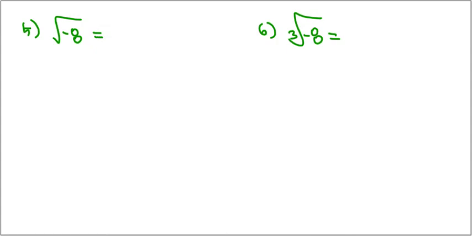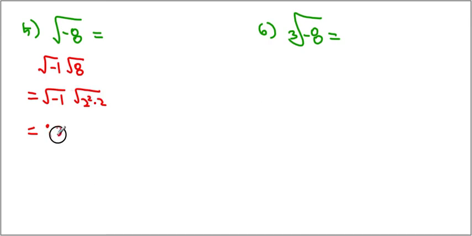That's right. So let's look at number 5 first. Those of you who worked on this one, yes, first this can be separated into the square root of negative 1 times the square root of 8. Now, this one can be further broken down: 8 is in fact equal to 2 squared times 2. So here, this one becomes i, and 2 squared comes out of the radical, becomes 2, and the square root of 2. So our final answer becomes 2i square root of 2.